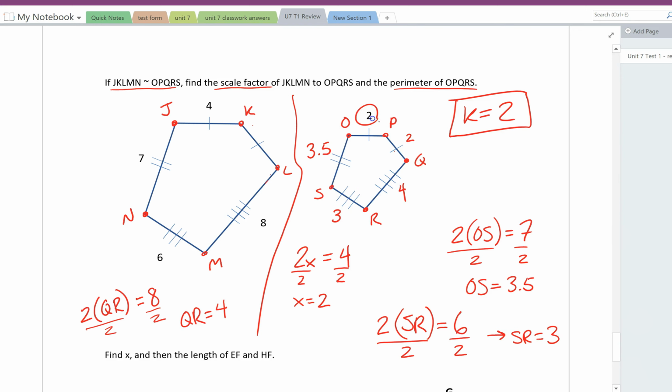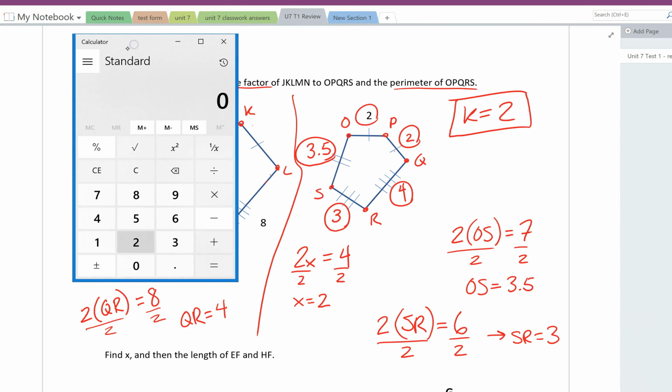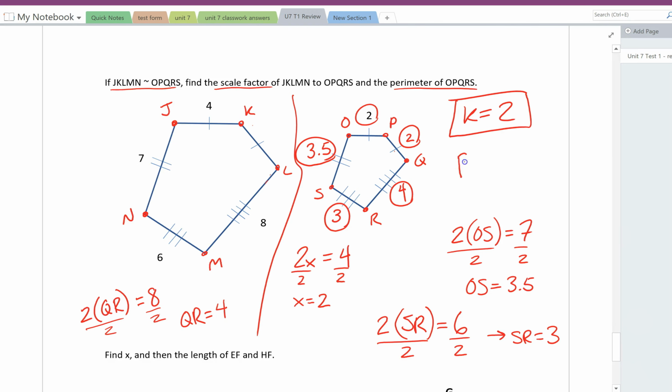Okay, so I have a 2, a 2, a 4, a 3, and a 3.5. You can do that in your head, you can write it out, or you can do it on a calculator. I'll just do it the easy way. 2 plus 2 plus 3 plus 3.5 plus 4 is 14.5. So the perimeter is 14.5.